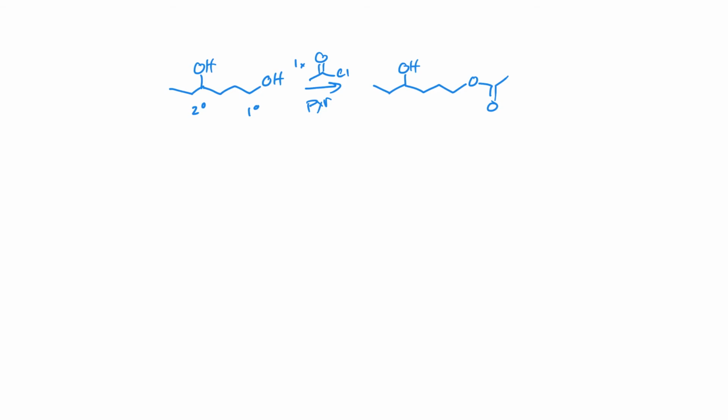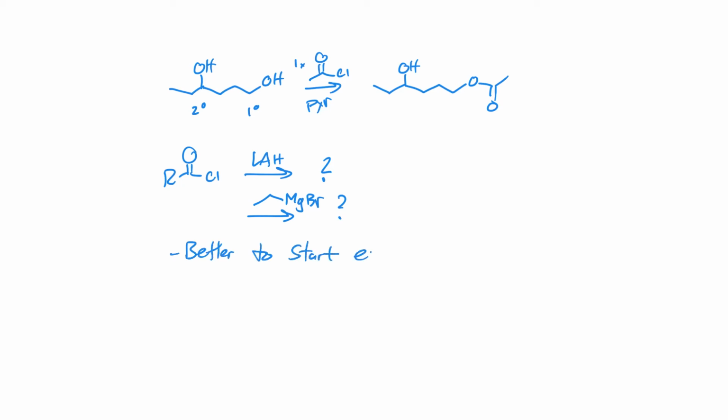We might also consider starting with acid chlorides and reducing them, or reacting them with a Grignard of some sort. And these will work, but generally, because the acid chloride is so highly reactive, reducing it with LAH or even sodium borohydride is sometimes not such a good idea. And same with reacting with a Grignard. So if we want to do these, it's generally just better to start with the ester. Start with the ester equivalent.